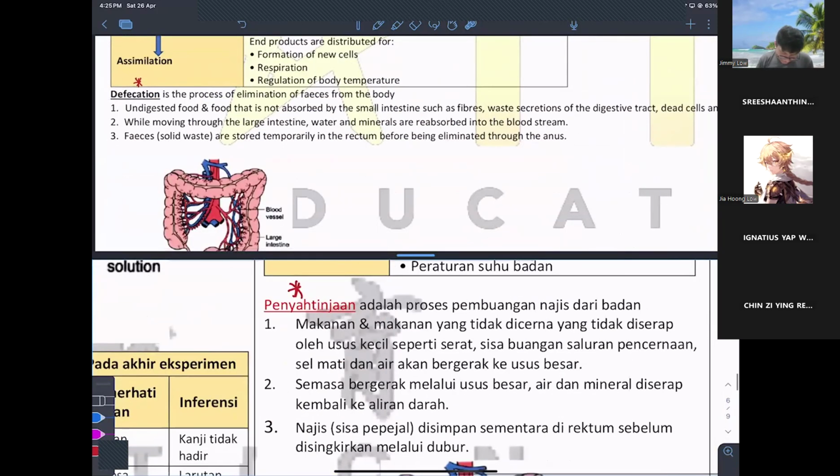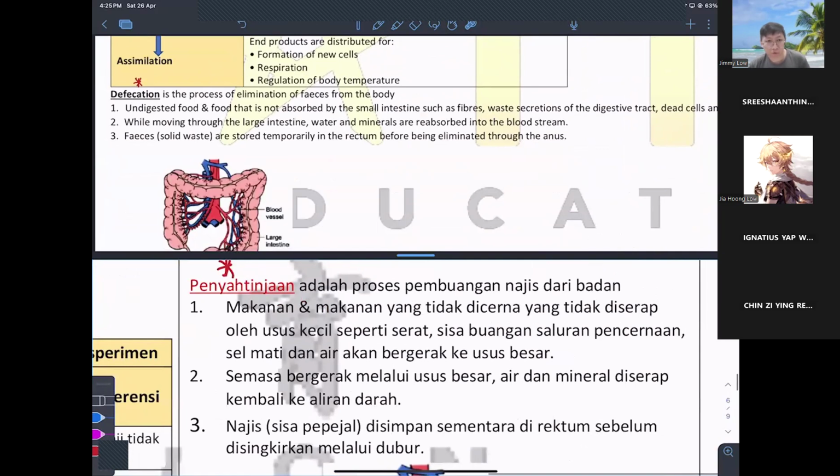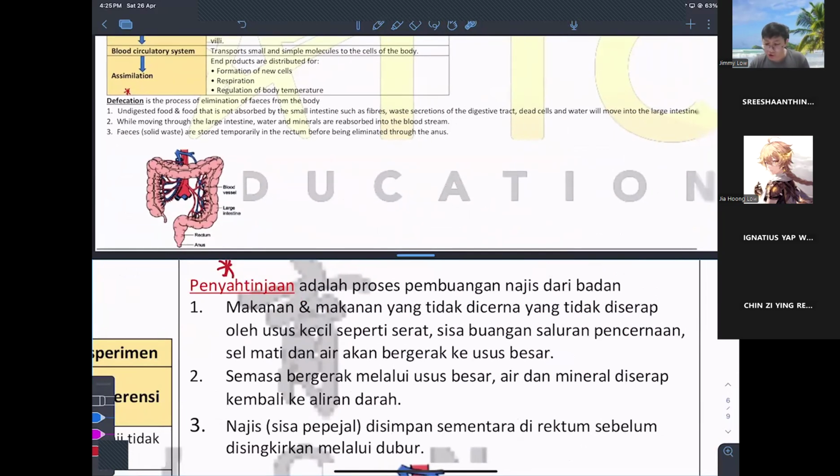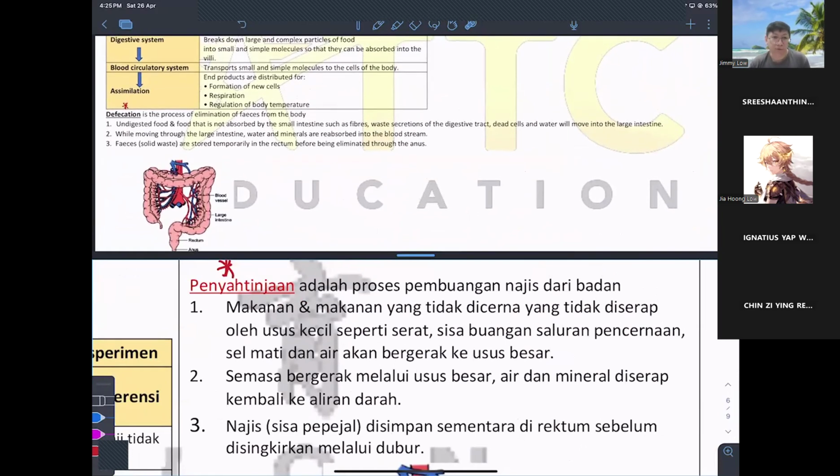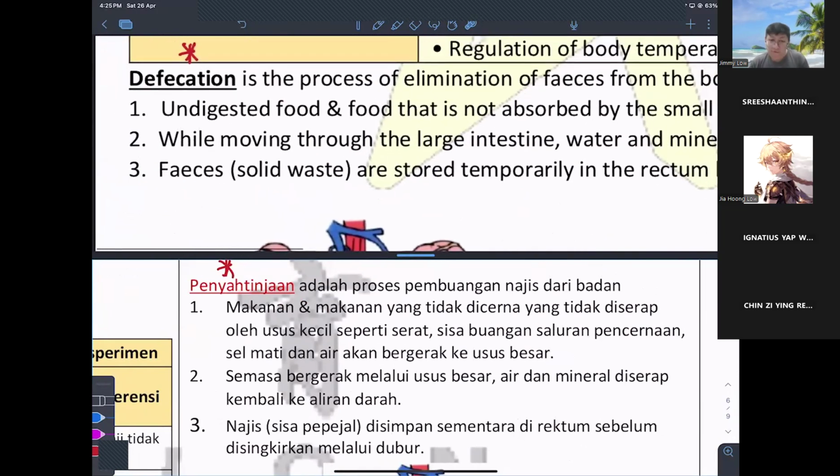At last, defecation. You have to know defecation. We don't say pooping, we don't say those kinds of words. We say feces. Remember, we say feces, we say defecation.